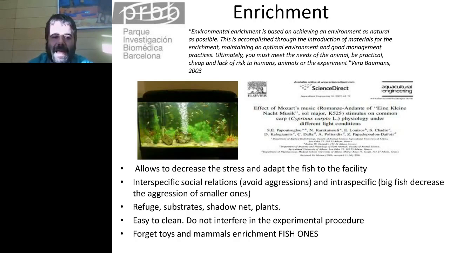So the enrichment should help the fish get used to the facility and reduce the stress. Also, it will increase the interspecific or intraspecific relations, so they will be much better. As enrichment, we can use food, which is really useful in fish, or other kinds of enrichment such as refuges, substrates, shallow nets or plants. They should be easy to clean and they shouldn't interfere in the experimental procedure. So just keeping to the fish way, we have to forget the toys and the mammal enrichment. We have to use the fish ones.